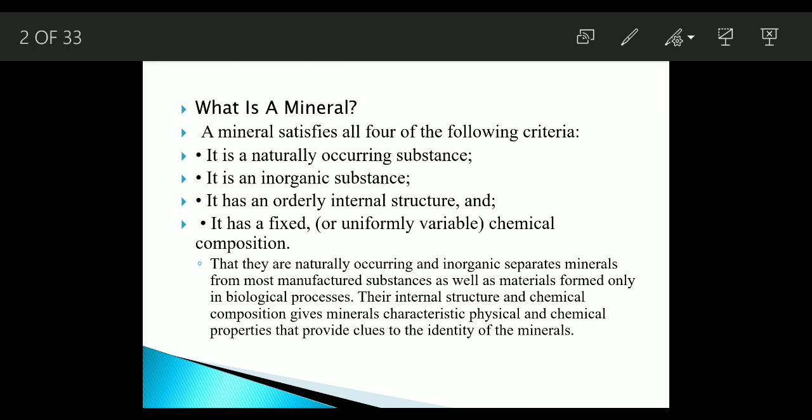That they are naturally occurring and inorganic separates minerals from most manufactured substances as well as materials formed only in biological processes. Their internal structure and chemical composition give minerals characteristic physical and chemical properties that provide clues to the identity of the minerals.